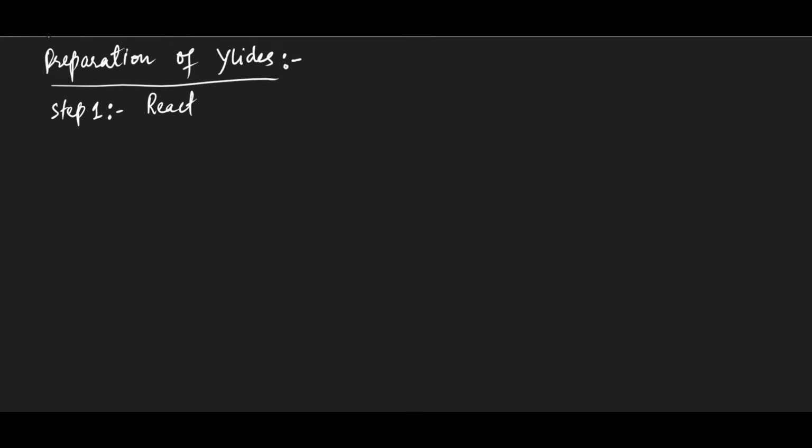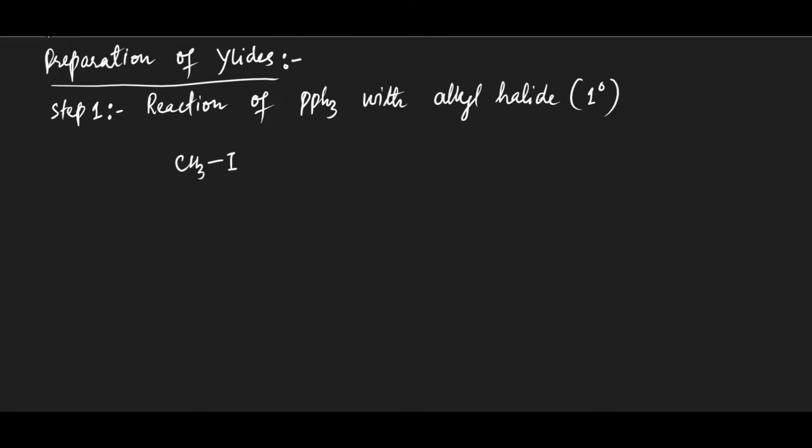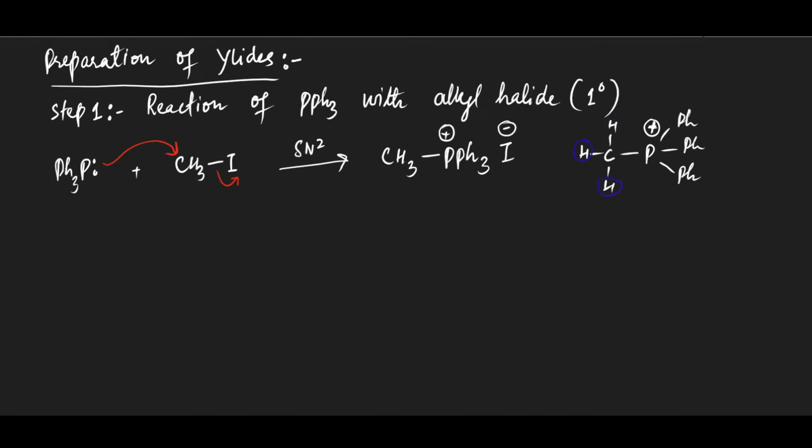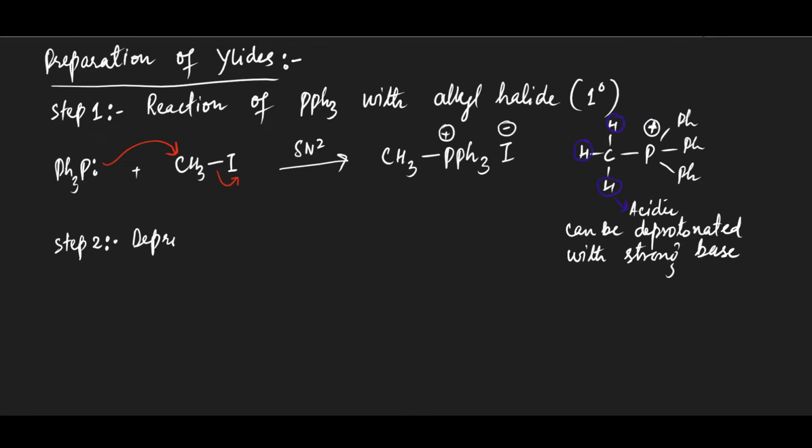Step 1 is the reaction of triphenylphosphine with unhindered alkyl halide, usually primary or methyl halide. Say for example, triphenylphosphine reacts with methyl halide via SN2 pathway. It forms a salt, methyl triphenylphosphonium iodide. The C-H bond adjacent to positively charged phosphorus is acidic and can be deprotonated using a strong base. Step 2 in the preparation is thus deprotonation by strong base.